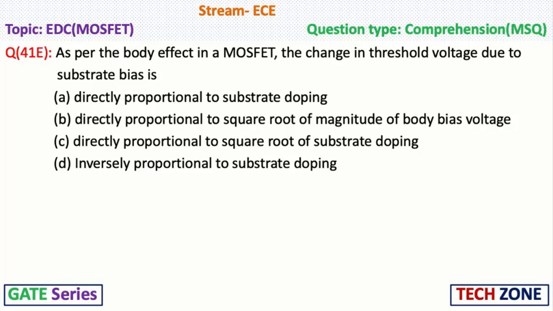So with the continuity of the series, the subject is EDC Day 7. The question here is: as per the body effect in a MOSFET, the change in threshold voltage due to substrate bias is: option A, directly proportional to substrate doping; option B, directly proportional to the square root of the magnitude of body bias voltage; option C, directly proportional to the square root of substrate doping; option D, inversely proportional to substrate doping. Now we'll see the next.